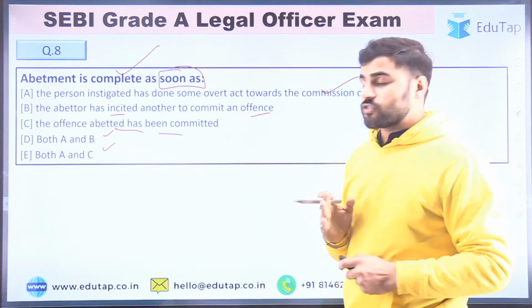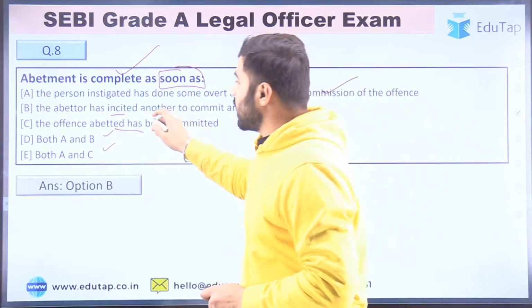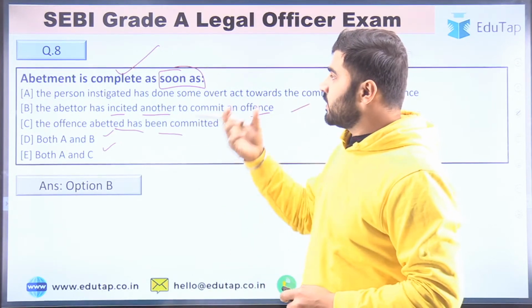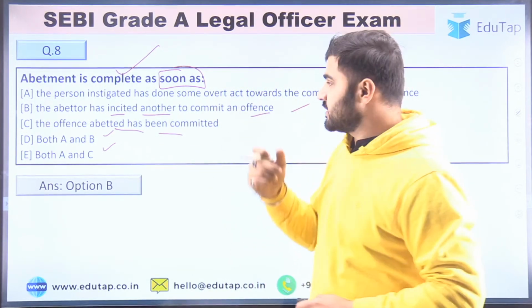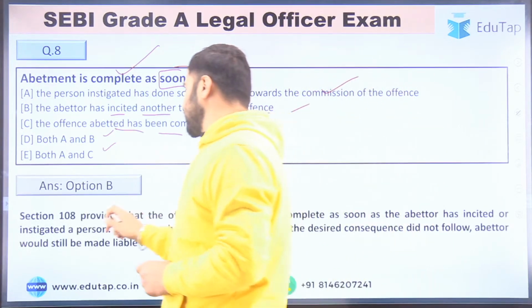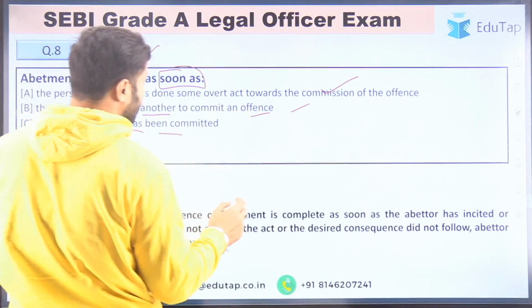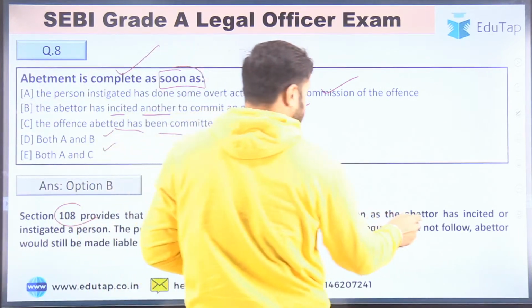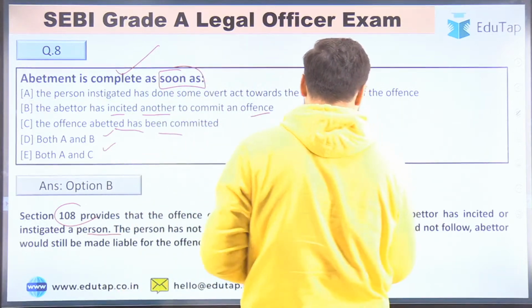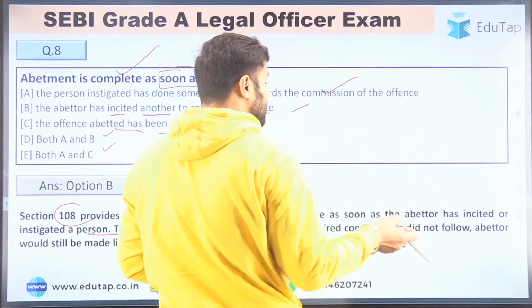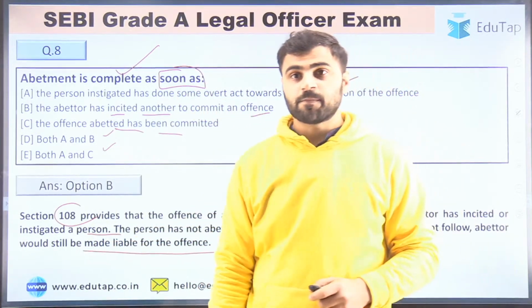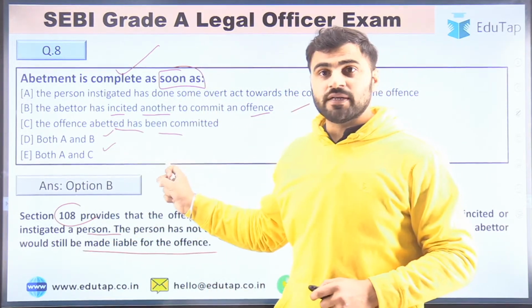So the right answer for question number 8 is option number B. That is, the abettor has incited another to commit an offense, right? So abetment is complete as soon as the abettor has incited another to commit an offense. If you read section 108, it provides that the offense of abetment is complete as soon as the abettor has incited or instigated a person. If the person has not committed the act or the desired consequence did not follow, the abettor would still be made liable for the offense. So those who are saying option number B, that is correct.